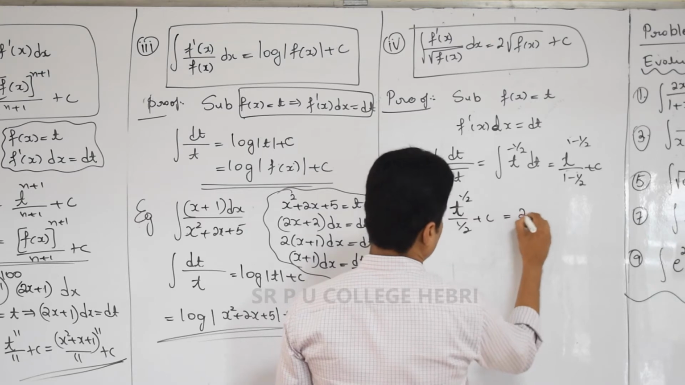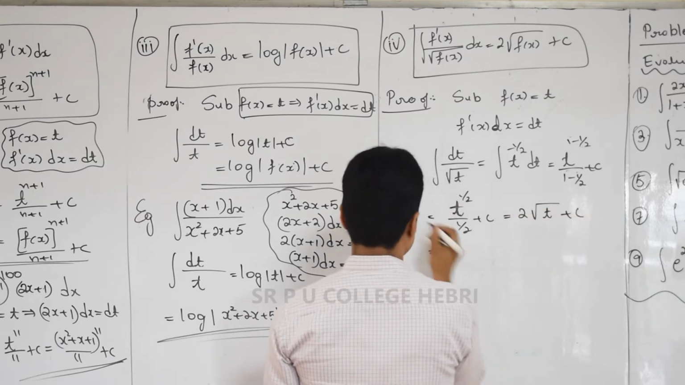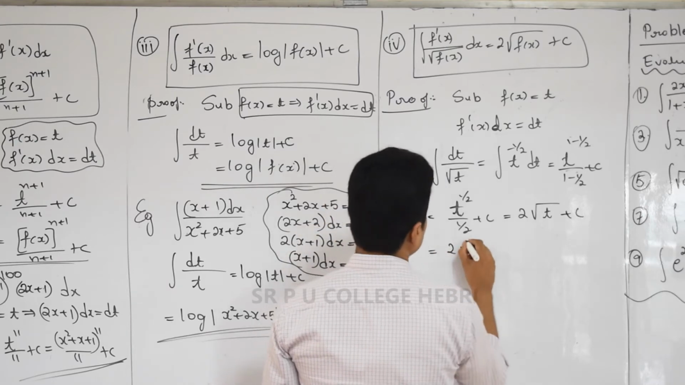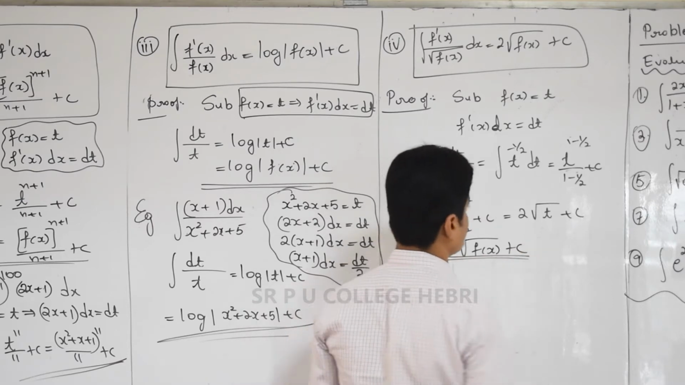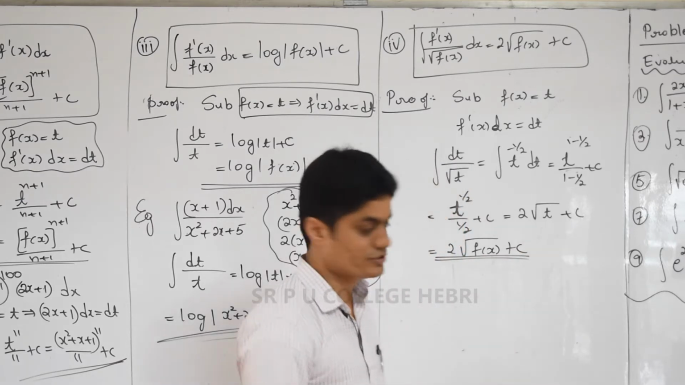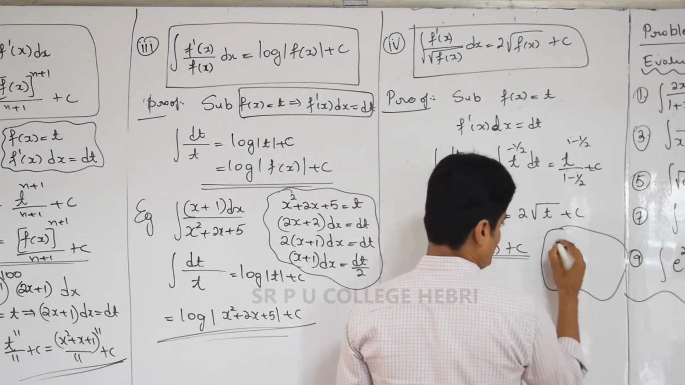So this is nothing but 2 times root t plus c. So that is nothing but 2 times root f of x plus c. This completes the proof. I hope you understood. Now if you remember one thing as a formula, it is very useful.